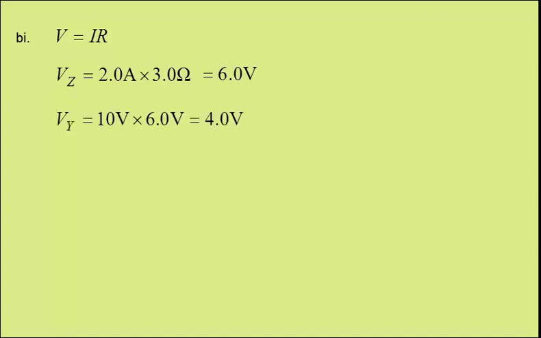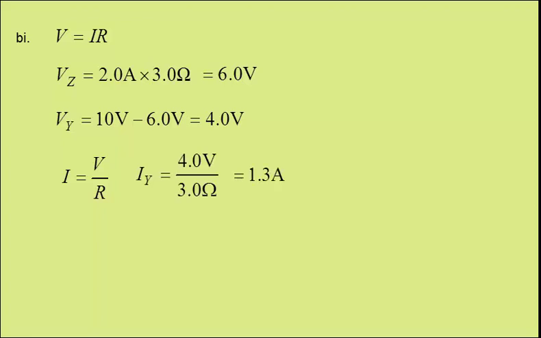In B part 1 we need to find the current through resistor Y. Well, first, if we find the potential difference across Z as the current of 2 amps times its resistance of 3 ohms, meaning it has 6 volts of potential difference. Y then has a potential difference of the supply at 10 volts minus the 6 volts across Z, giving it a potential difference of 4 volts. Then we can do current is potential difference over resistance, which comes out at 1.3 amps.